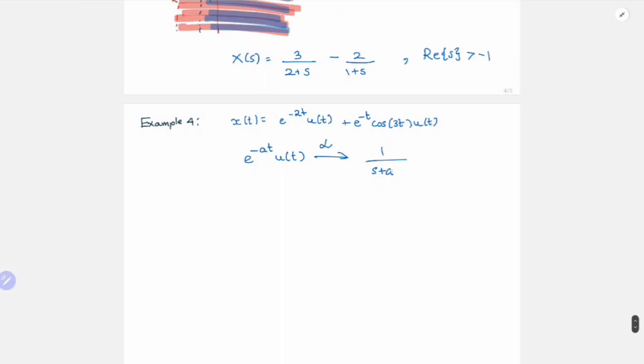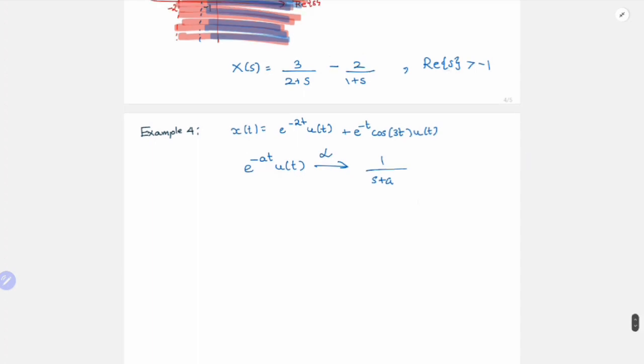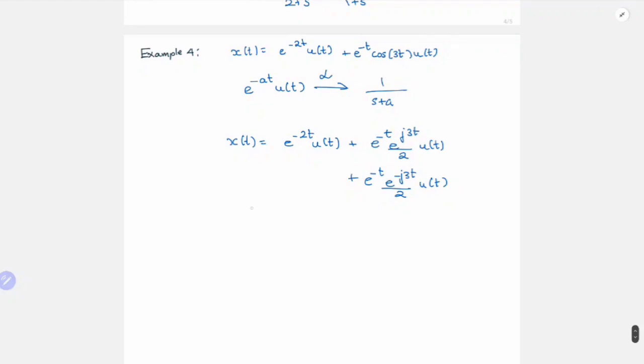a is not necessarily real, correct? a can be complex, but when we are taking the region of convergence, we only consider the real part of a. We need to replace a with real of a. So in that case we have x of t as e power minus 2t u of t plus e power minus t e power j3t by 2 u of t plus e power minus t e power minus j3t by 2 u of t. I have just decomposed this cos 3t in terms of complex exponentials. Now I can find the Laplace transform for each of them.